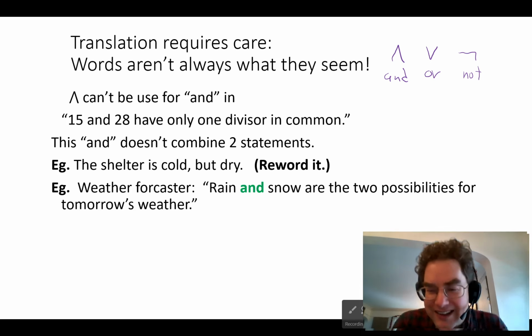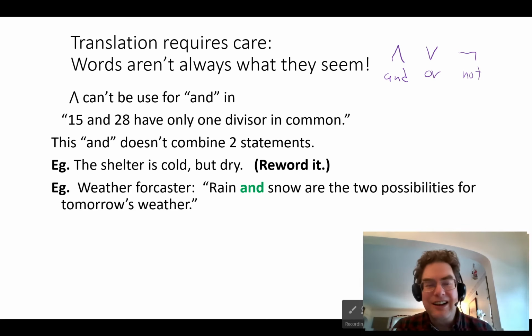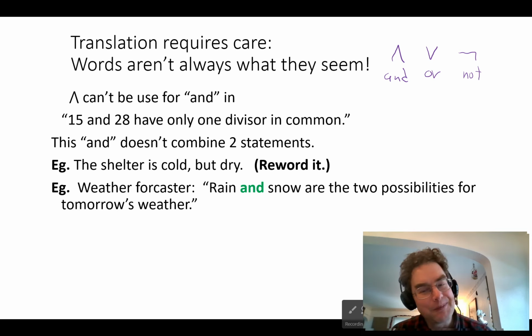Okay, now how about this one? Oh, you gotta love ones like this. Rain and snow are the two possibilities for tomorrow's weather. Say the weather forecaster said that. Is the weather forecaster using a conjunction there? Pause and think about it if you want.